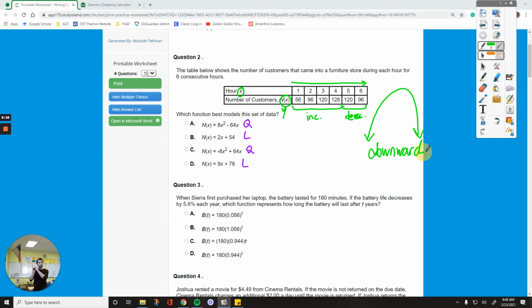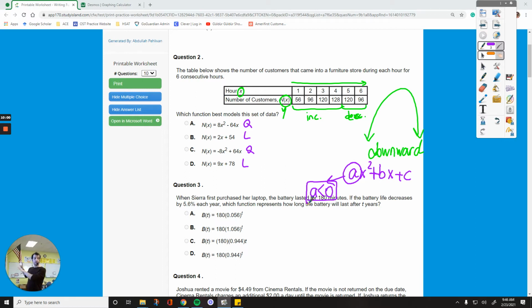And when you have a downward graph, this is prior knowledge, what I'm about to say. If you made it up to this lesson on Study Island, or if you're working on writing quadratic functions, you should already know this. If you have a downward graph, when you have ax squared plus bx plus c, that a number is going to be negative. So a is going to be less than 0, or you can just say a is negative, because your curve is going to be downward.